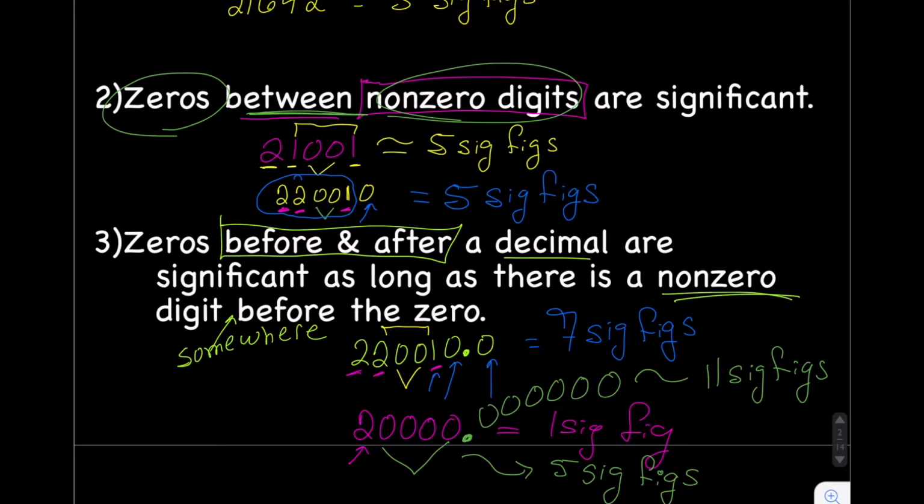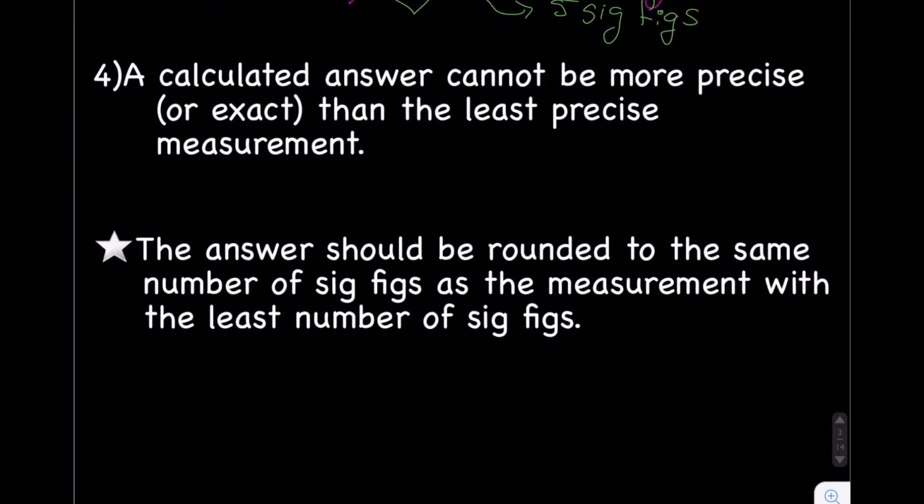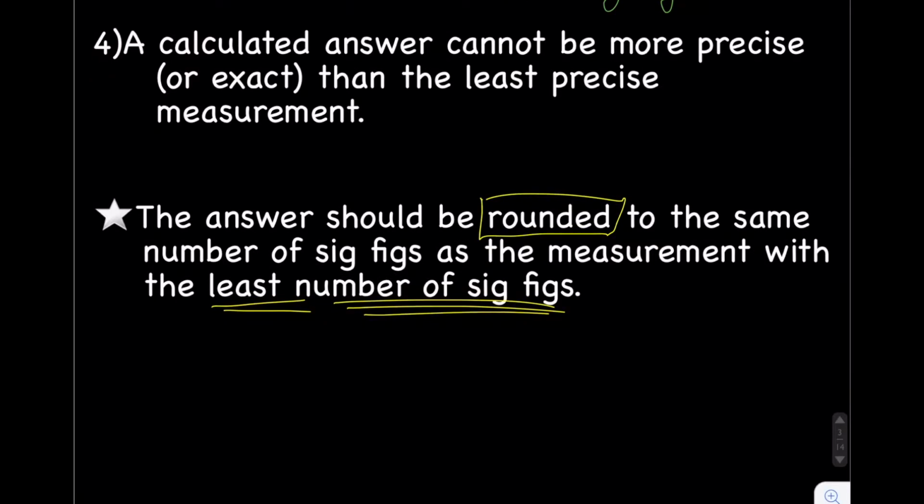All right, that's a really quick review on how to count the number of sig figs. Just do another quick review on if you have calculations. So a calculated answer cannot be more precise or exact than the least precise measurement. The answer should be rounded to the same number of sig figs as the measurement with the least number of sig figs. So how do you do that?